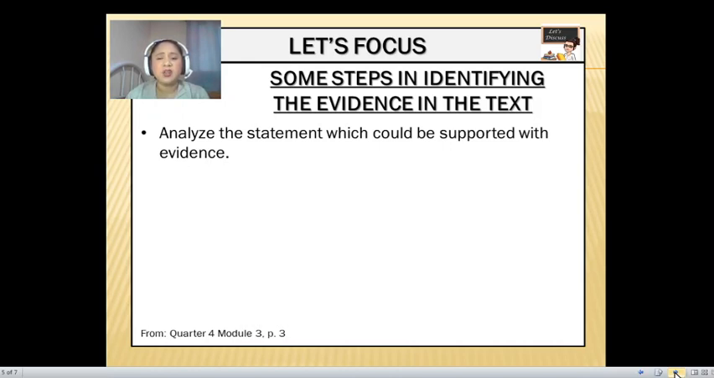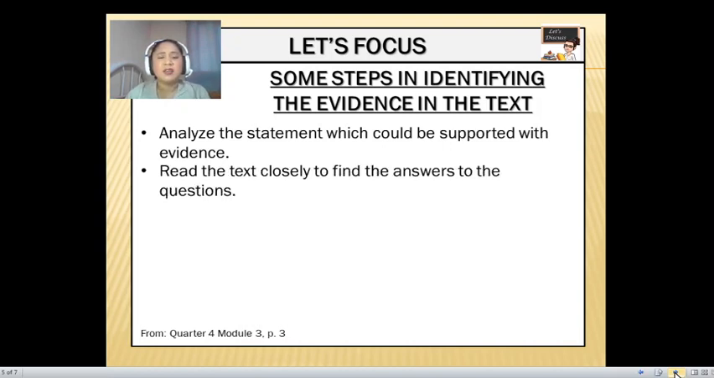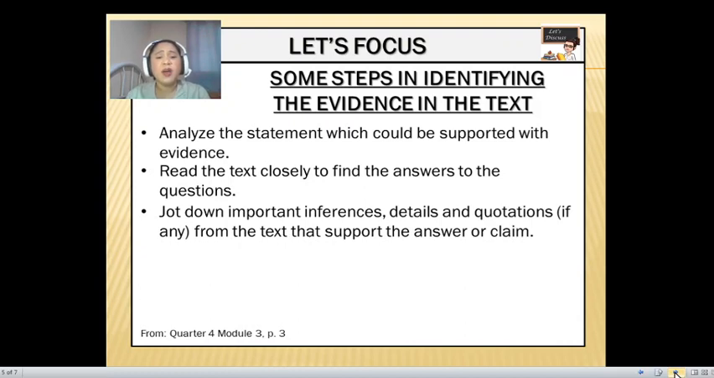And in our previous lessons, we discussed the different types of evidences. Next, read the text closely to find the answers to the questions. If the claims are not answered, then we cannot say that there is valid evidence for that. The evidences that we use should be in line with the answer to our questions. Next, we have to jot down important inferences, details, and quotations from the text that support the answer or claim.